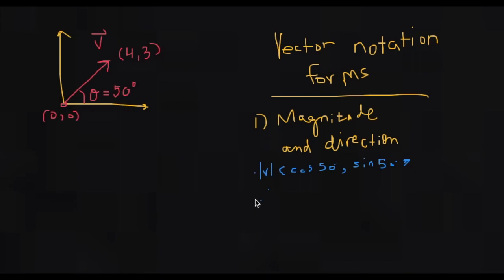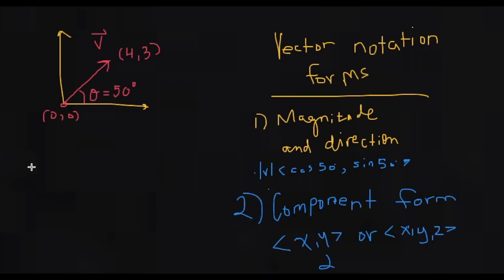Next, let's talk about the component form of a vector. The component form of a vector has the x and y components if it's in 2D, or the x, y, and z components if it's in 3D. The component form of our vector is 4, 3. Because 4, 3 means x, y, this means on the graph that we go over 4 points on the x-axis and up 3 points on the y-axis in order to reach our vector.